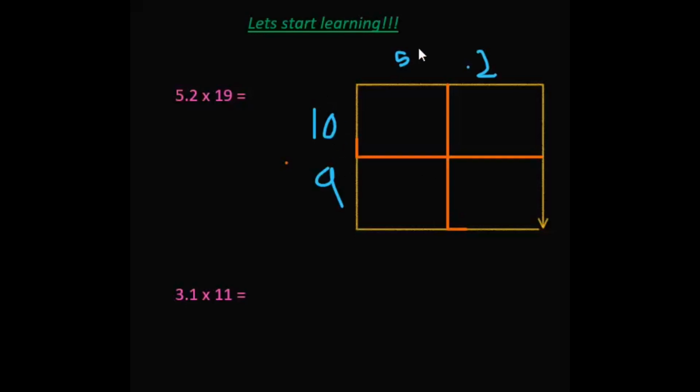I'm going to start off with this 5 and this 10. 10 times 5 is 50. Let's write down 50 in this box, because this is where both of them connect. Now let's move on to the 9 and 5. They both meet in this box. So we do 9 times 5 and put our answer in here. 9 times 5 is 45.